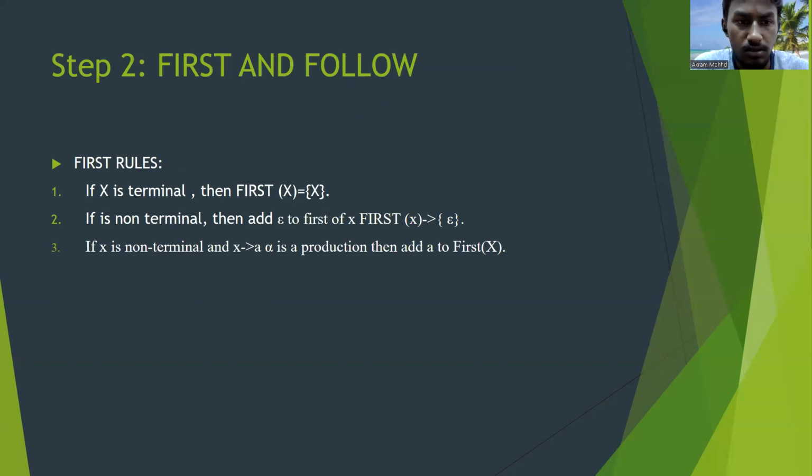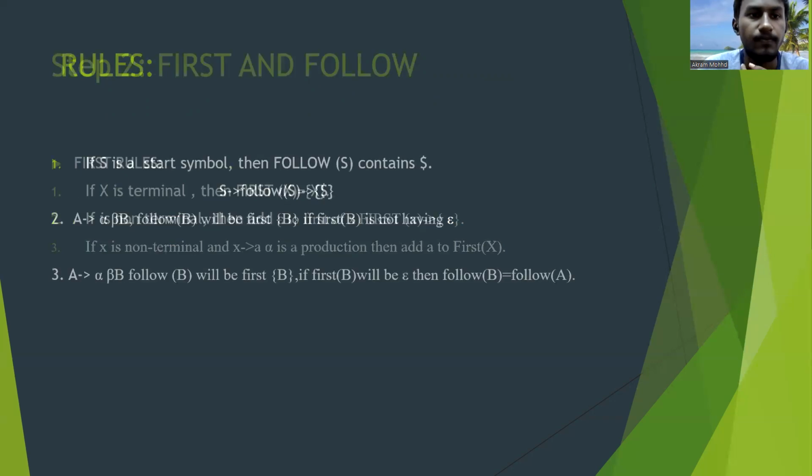The rules to construct the first: if x is a terminal, then first of x is x. If x is a non-terminal, then add epsilon to the first of x in the curly brackets. If x is a non-terminal and x goes to a alpha is the production, then add a to first of x.